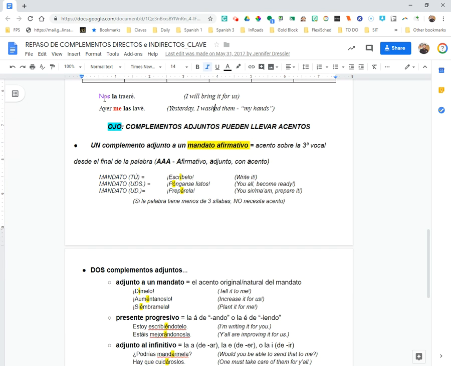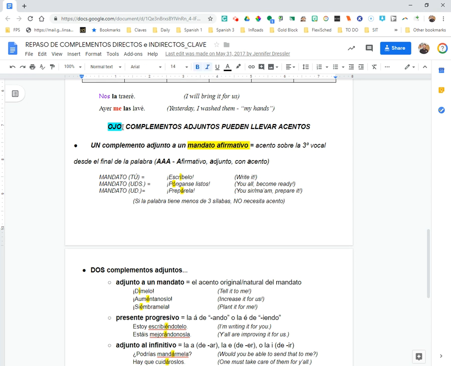So here are some examples. Nos la traeré. I will bring it for us, or I will bring us it. Ayer me las lavé. Yesterday I washed them. See, I washed me, but this is what I was washing, them. I know it sounds weird. I washed me them, but it makes sense. I washed them for me.